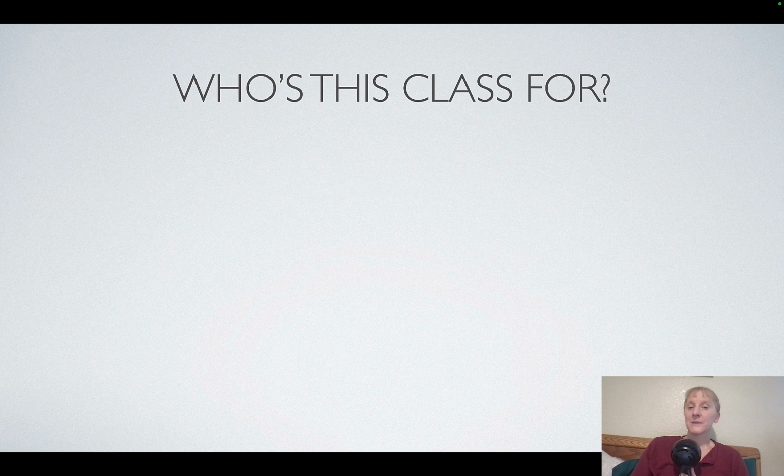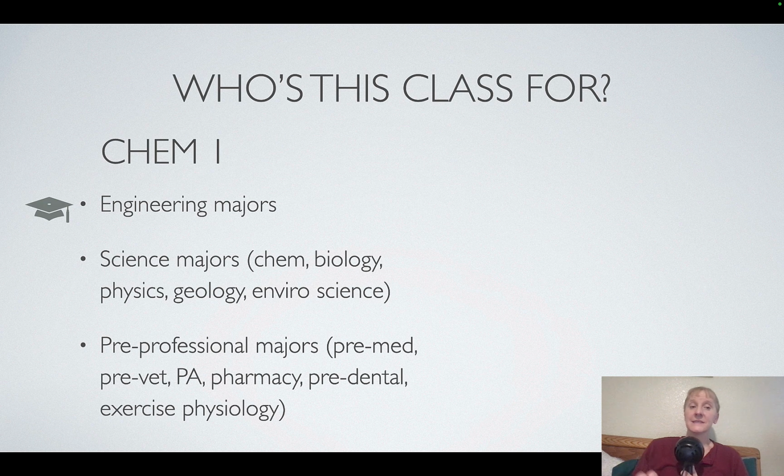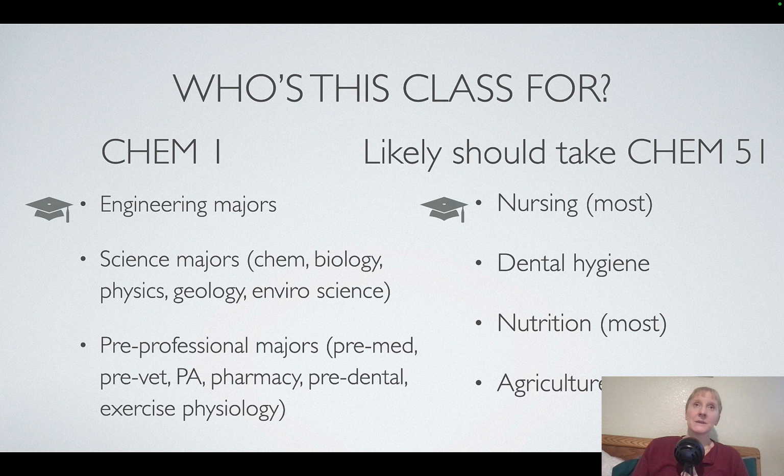First off, let's make sure that you're in the right class. This class is intended for engineering majors or science majors: chem, biology, physics, environmental. We also have pre-professional majors like medicine, veterinary, pharmacy, dental, that sort of thing. There is a lot of confusion about which class is right, and if you are nursing, dental hygiene, nutrition, or agriculture, this is probably the wrong class for you. Those majors typically take Chem 51 instead.